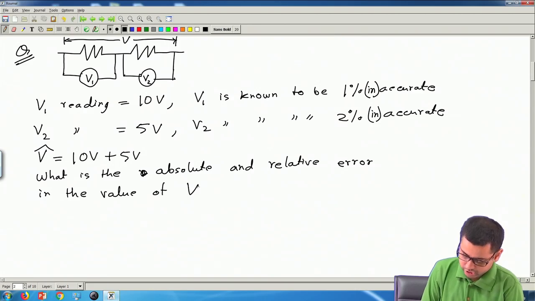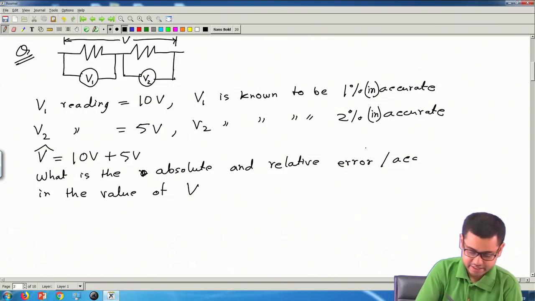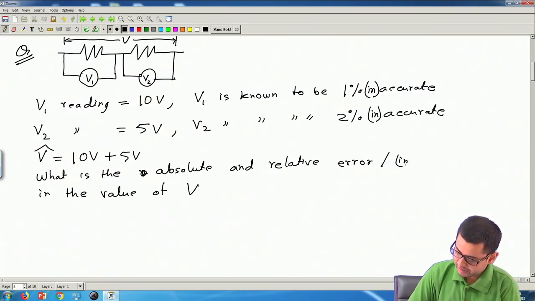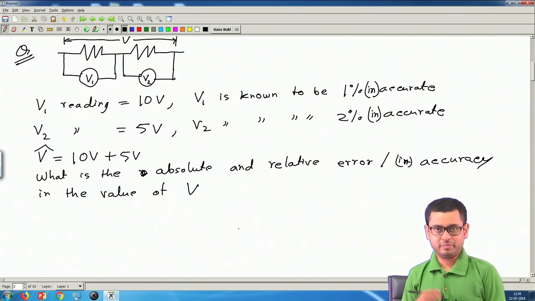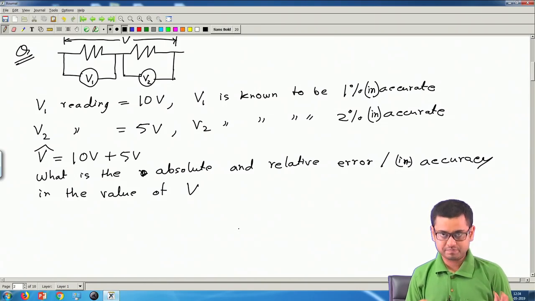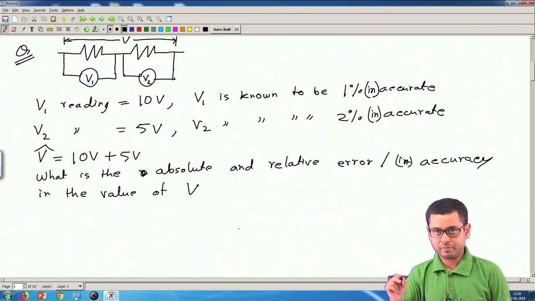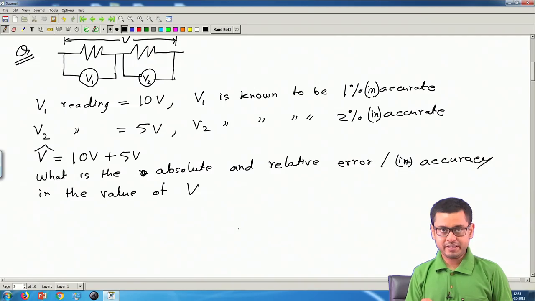So, we can often ask the same question in different forms. We can also say, what is the absolute and relative accuracy, actually we mean inaccuracy, not accuracy, although we normally say accuracy, we actually mean inaccuracy when talking about errors. So you should be open minded about these terms. You should not memorize that error is this minus this by this, or accuracy is this formula. It's not like that. Depending on the situation, from the wording you have to understand what is meant.